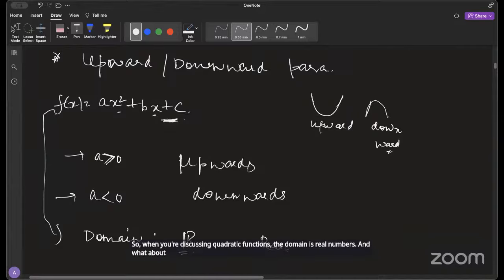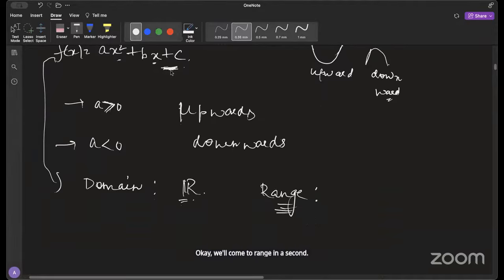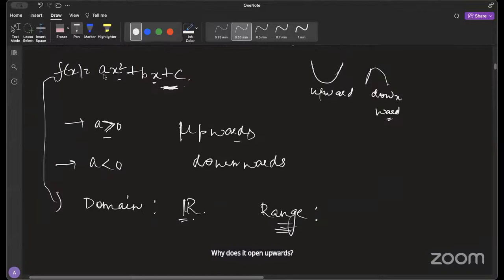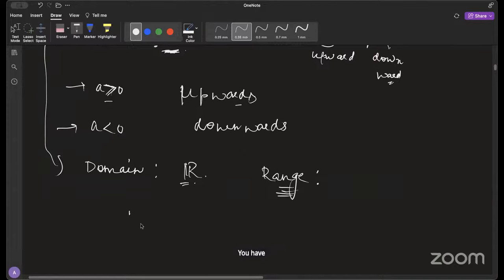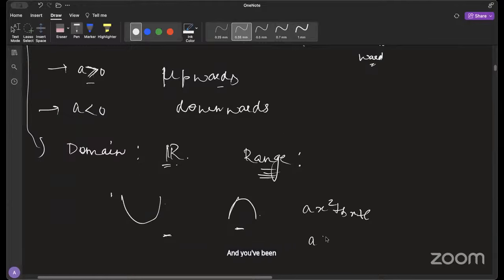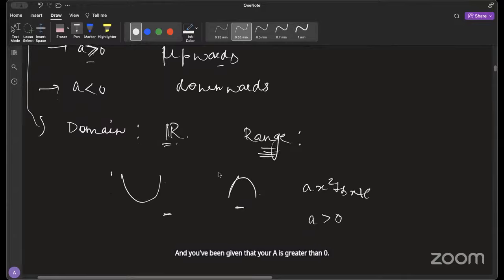And what about range then? Okay, we'll come to range in a second. Let's just discuss why, when you have a positive, it opens upwards. So if your a is positive, let's say either your parabola is like this or it's like this. We don't know yet. And you have been given ax squared plus bx plus c. So you have to identify which one it is. Does it look like this one or this one? And you have been given that your a is greater than 0. So what happens is, let's say this is your x-axis, and in this case, it's this.